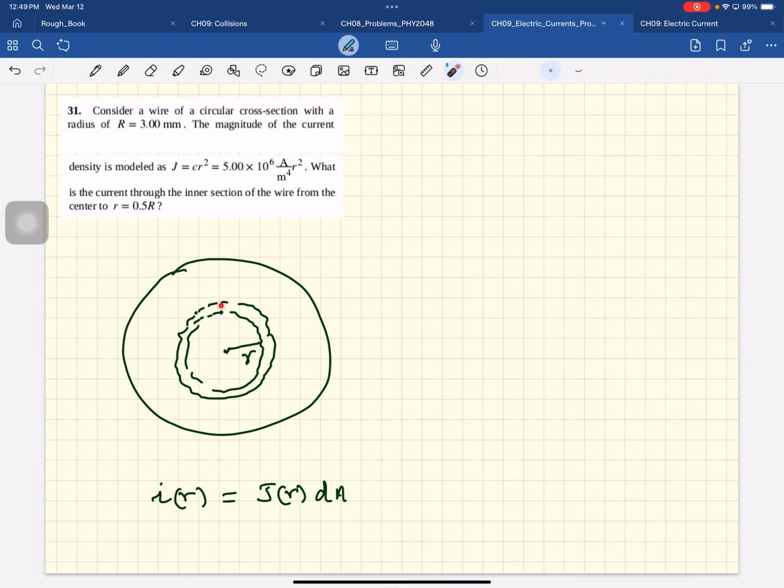What is the area of this ring? The width of the ring is dr. What is the area of that ring? It's 2 pi r, the circumference of the circle. That's the length times the width, which is dr. So 2 pi r times dr.